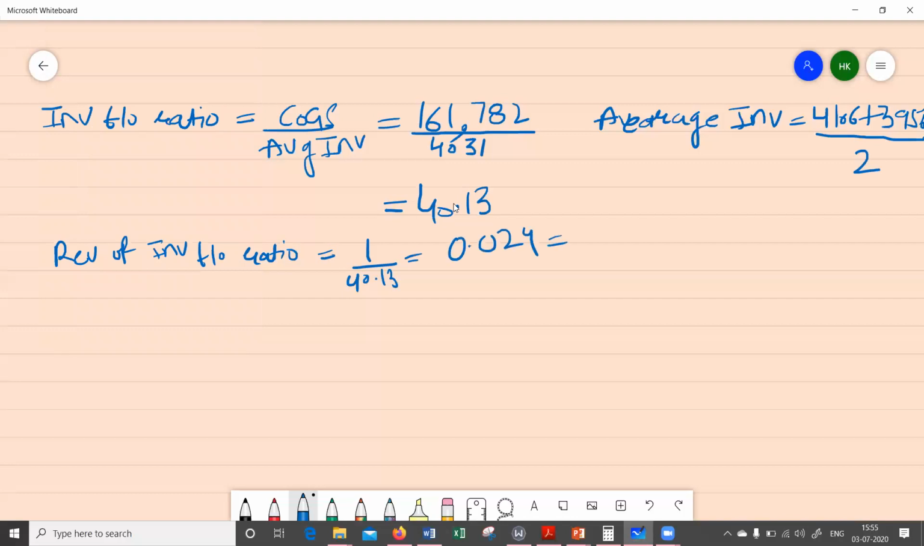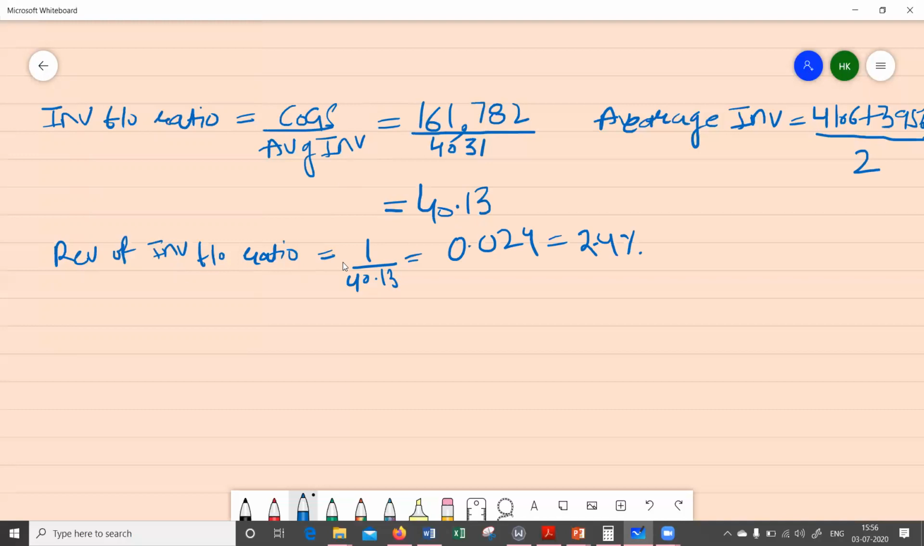I'm going to convert this into percentage, so it comes out to be 2.4%. Now let me just tell you what it means. The COGS divided by average inventory comes out to be 40.13. When we reverse this, this becomes average inventory divided by COGS. So this ratio that you see over here, it's average inventory divided by COGS.